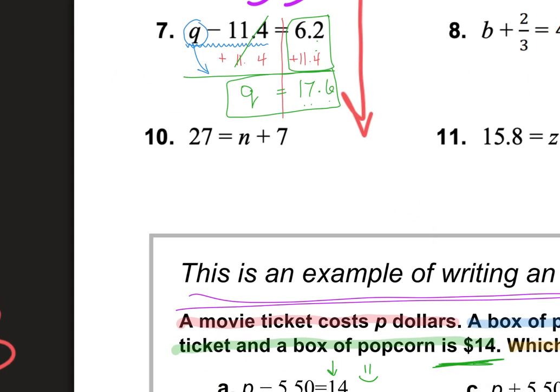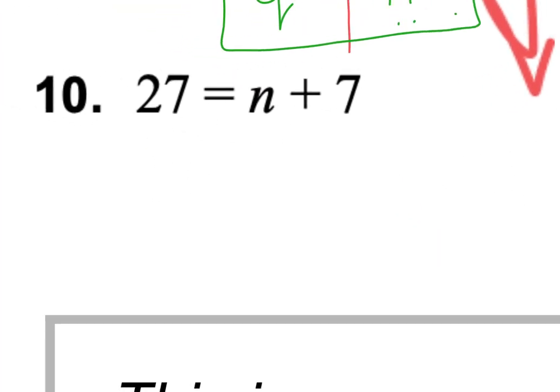Number 10 might seem different because we have the 27 on this side and then the n plus 7 on the right. That doesn't matter though, okay? Because we have a left side and a right side, yeah? And we want to get n by itself.